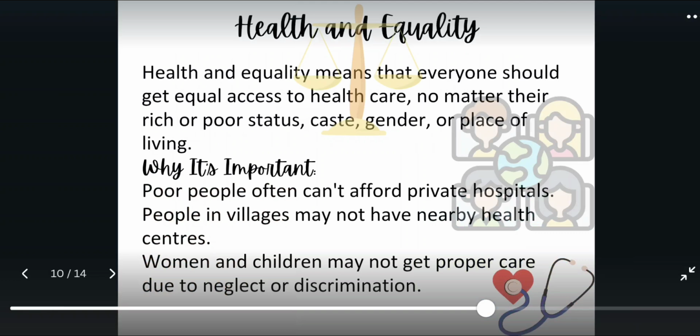Health and equality. Now let us understand how health and equality go together, how they walk hand in hand. Health and equality means that everyone should get equal access to healthcare, no matter if they are rich or poor, their status, caste, gender or place of living. So health shouldn't be based on where the person is coming from, how the person looks, which religion or caste they belong to. It should be equal.